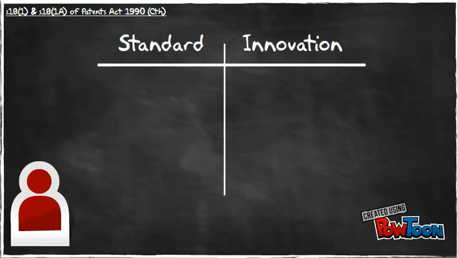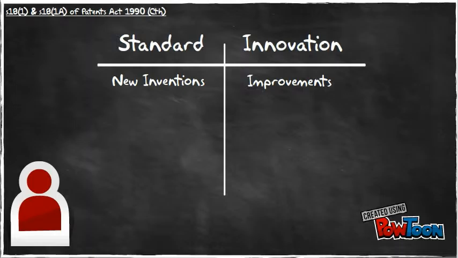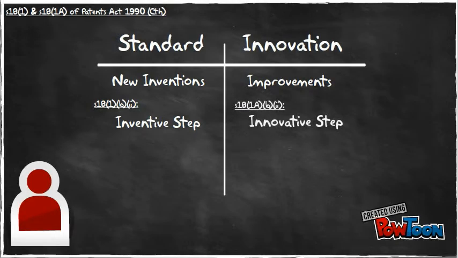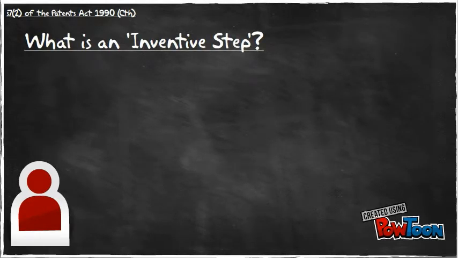In general terms, standard patents are for new inventions, while innovation patents are for improvements to existing inventions. The requirements for the two types of patents listed under Section 18 of the Patents Act 1990 are almost identical. The big difference is a standard patent must involve an inventive step, while an innovation patent must involve an innovative step. What is an inventive step?